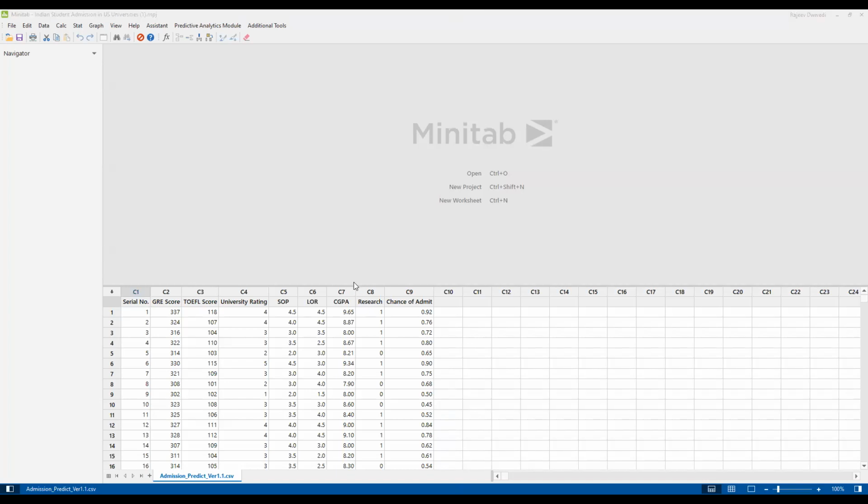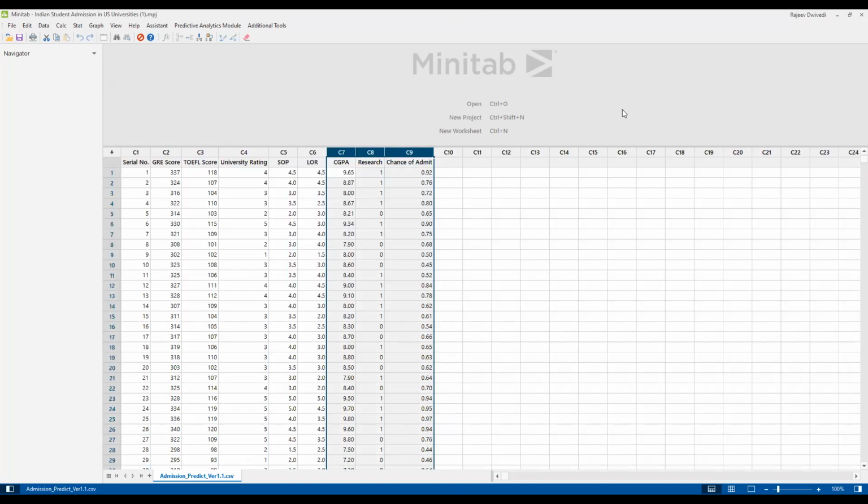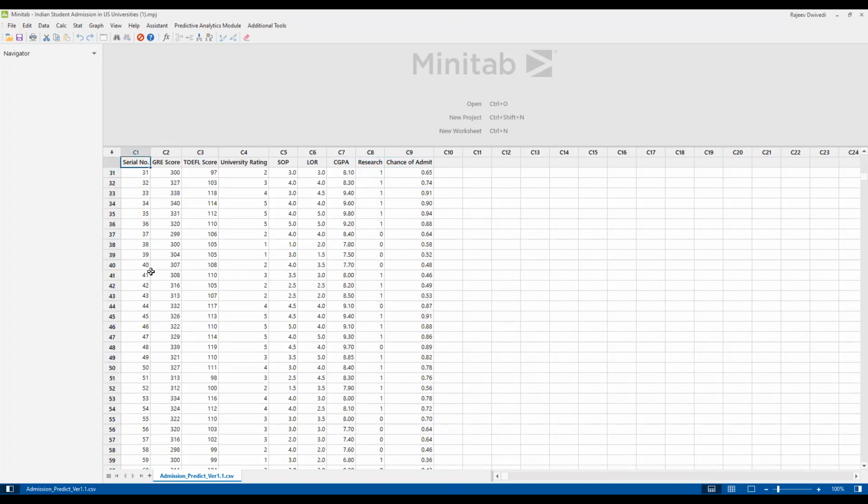Okay, perfect. So this is Minitab. This is the data I collected here. These are 500 students, their GRE score, TOEFL score, university rating, in what kind of university they are in.